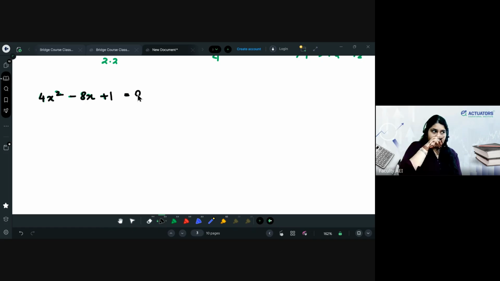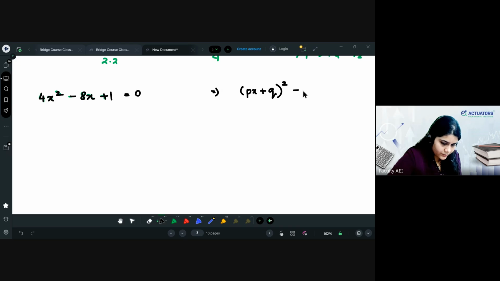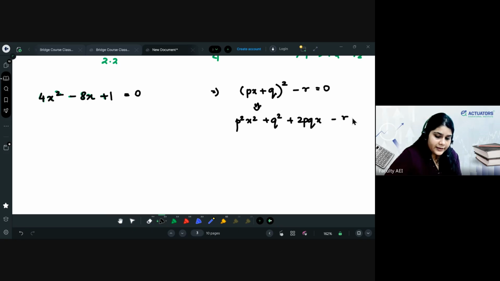This is our equation. Okay. What do we need to do? We need to express this in a form ऐसे form में we need to put it. Why px plus q whole square? This is becoming one whole square. इसका breakup क्या होएगा? p square x square plus q square plus 2pqx, and minus r is equal to 0.